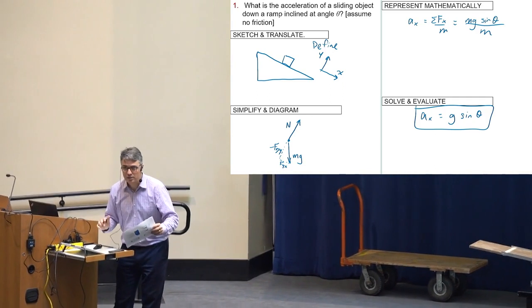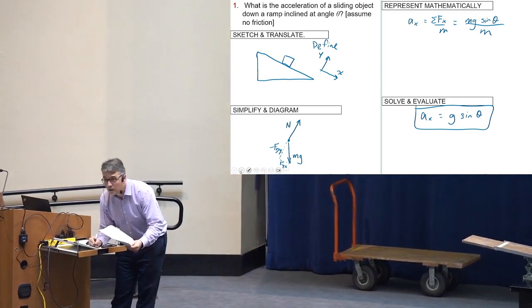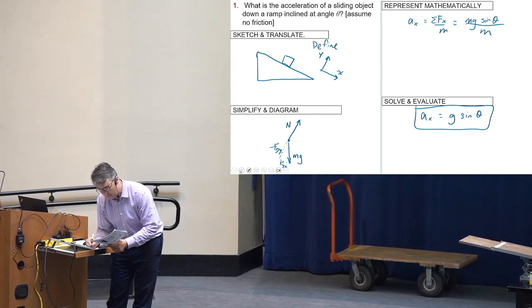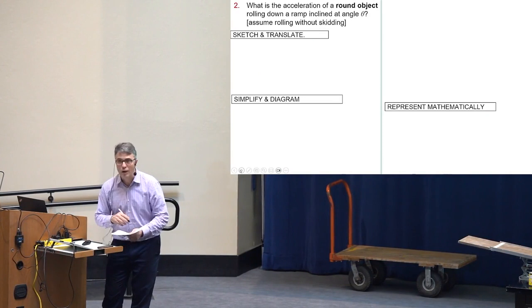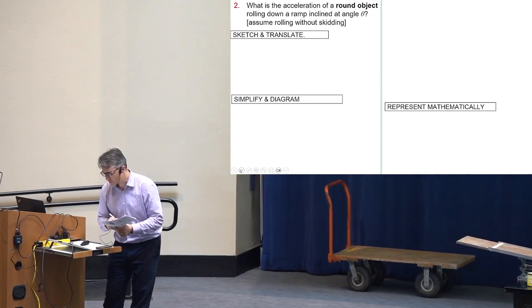Now we have to add some friction, and some torques and all this stuff, so it's going to get a little more difficult. It's a rotational dynamics, chapter 9 kind of problem. What is the acceleration of a round object rolling down a hill inclined at an angle theta? Assume rolling without skidding or slipping.